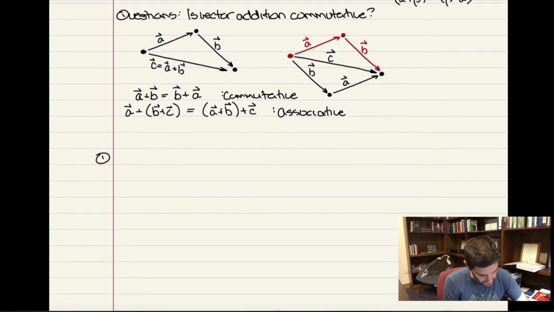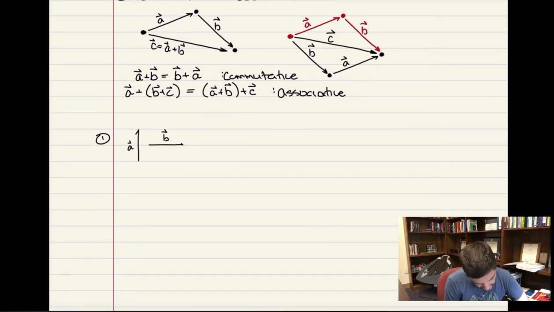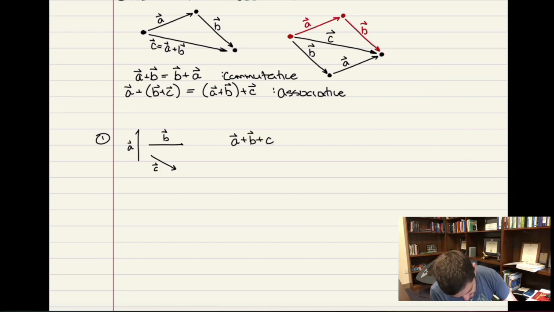And you might do this too, and it doesn't have to be exactly the same vectors I use, but I'm going to draw a vector A that points straight up. I'm going to draw a vector B that points straight to the right. Then I'm going to draw a vector C that points diagonally to the lower right. And then I'm going to ask, what is A plus B plus C?